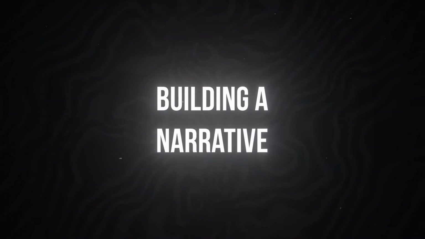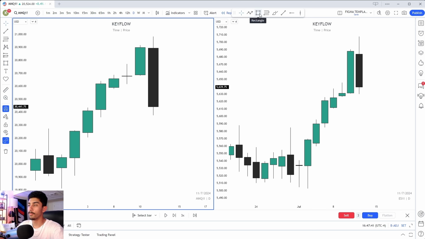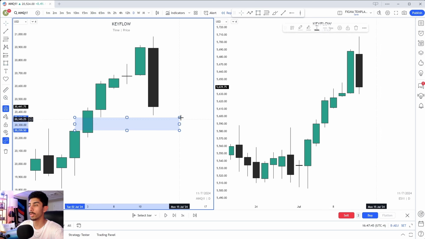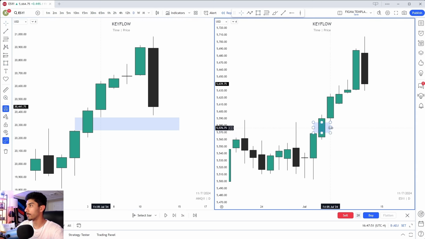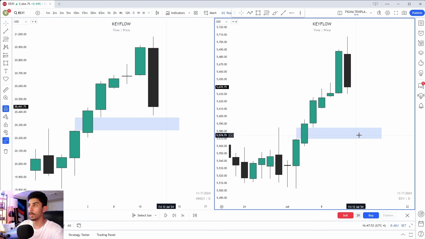Now, building a narrative for me always starts off on a daily time frame, no matter what the day is. And you can see here that we are pulling into a daily fair value gap. You can also see that the same imbalance on ES is significantly lower in this range. So we can assume that we will have some bullish SMT here at these lows.